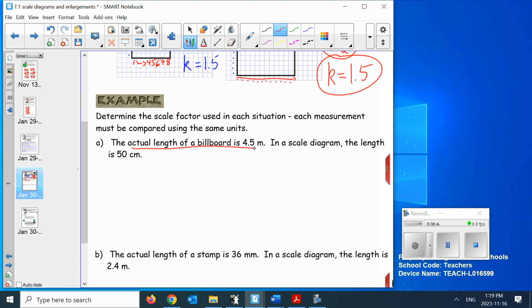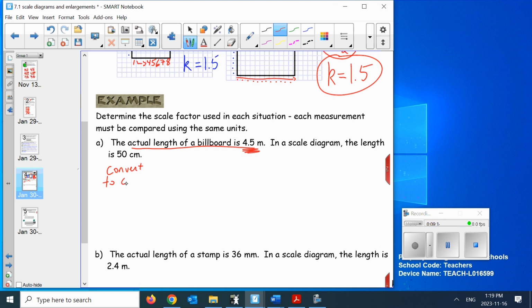We need to have the same system. One's in centimeters, one's in meters. Choose one system and stick with it. Do we want to keep centimeters or do we want to keep meters? Okay, we'll keep centimeters. And it didn't matter which one you chose. I'm going to change 4.5 meters to centimeters so that we have both in that same system. So first, convert.